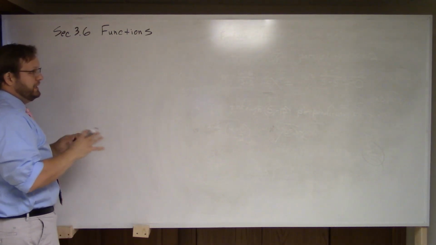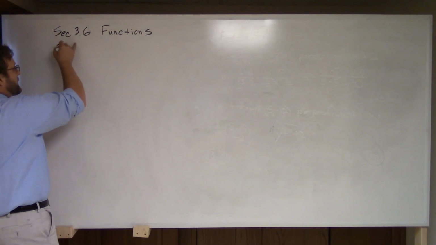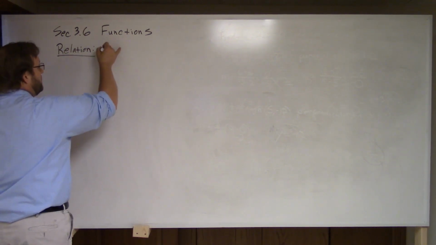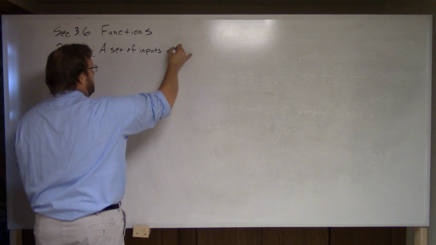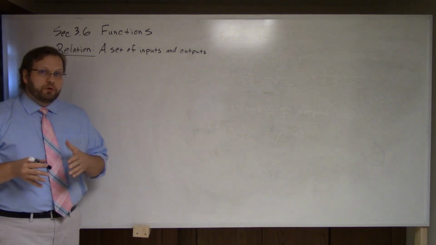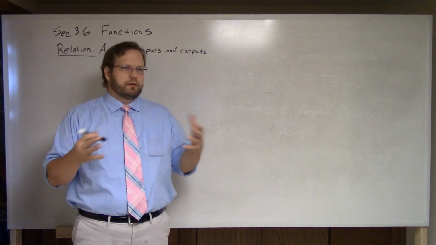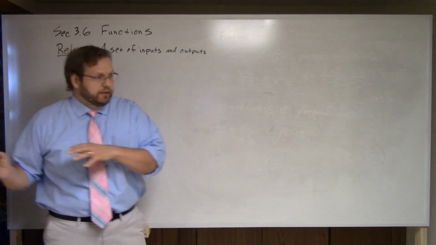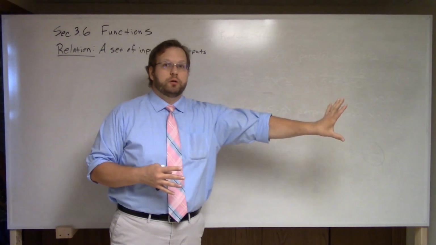Before we do any kind of number stuff, let's look at some definitions. Before I get into a function, I need to define a relation. A relation is simply a set of inputs and outputs. An input is something that you plug in somewhere, and the output is what comes out of that. Think of a factory. Let's say I'm manufacturing baseball bats, and I have a raw piece of wood that I pump into a machine, and then it carves out that baseball bat. Your input would be that raw piece of wood, the output would be that baseball bat I get on the other side.